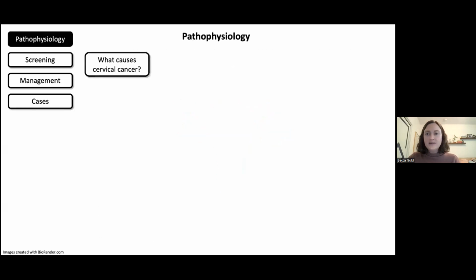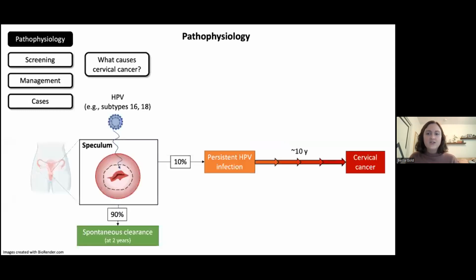So starting with some background pathophysiology, we now know that persistent infection with high-risk forms of HPV virus, chiefly type 16 and 18, cause almost all cases of cervical cancer. There are more than 150 different types of HPV, and among those, about 40 of which can infect the cervix. There are 15 that we call oncogenic or high-risk strains.